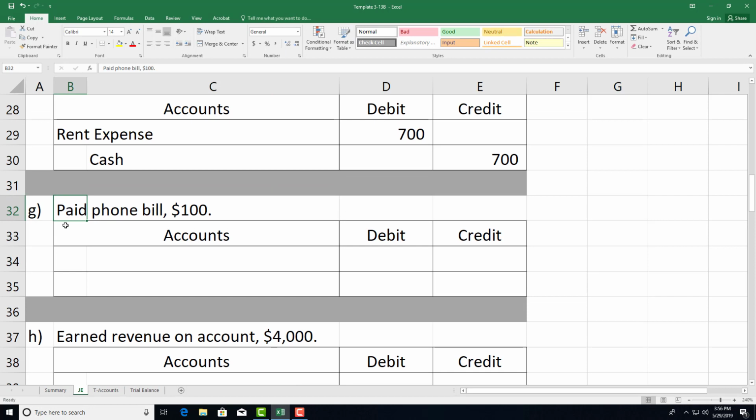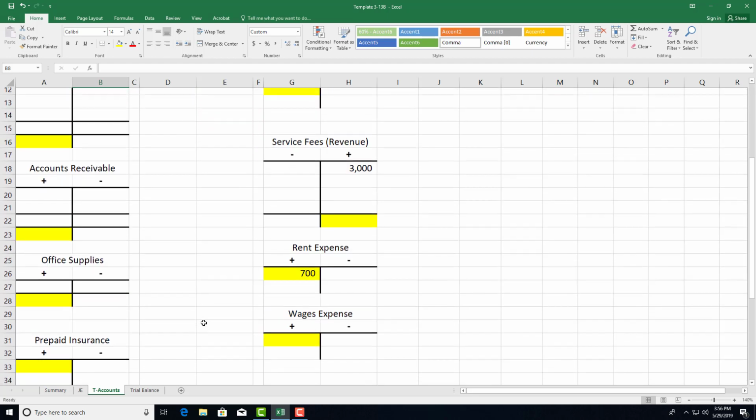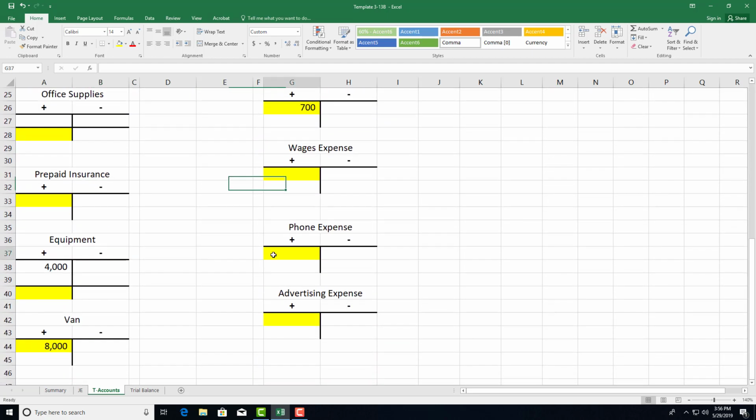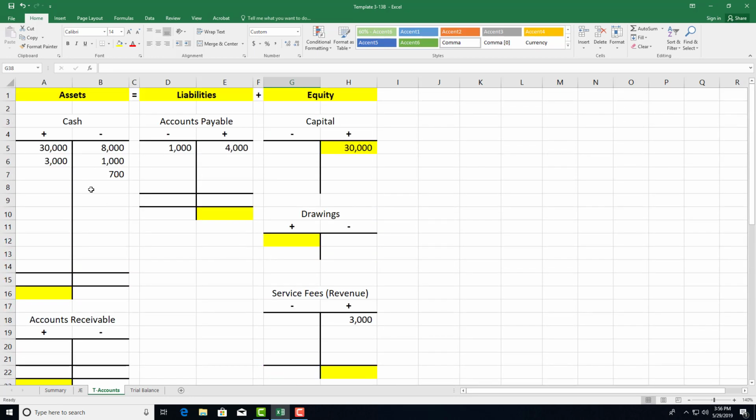Paid phone bill, $100. So that is also a cost of doing business. Phone expense should be debited for $100. Again, we see that word paid, so we know cash is involved. So we will credit cash for $100. So debit phone expense $100. Cash is credited for $100.